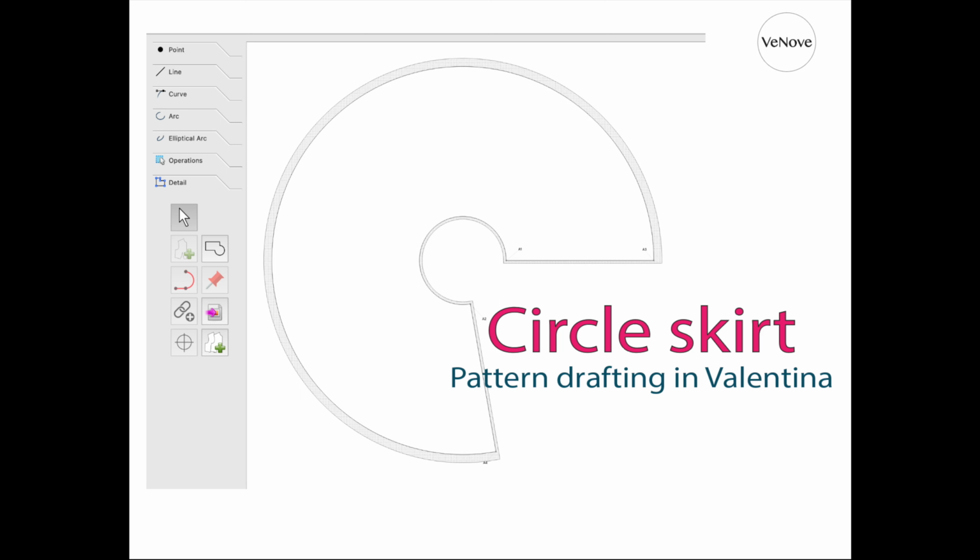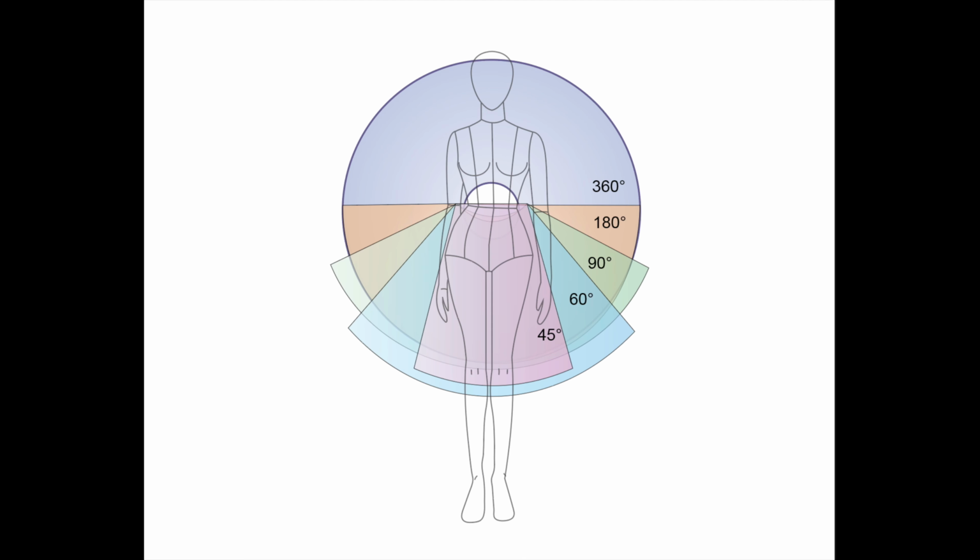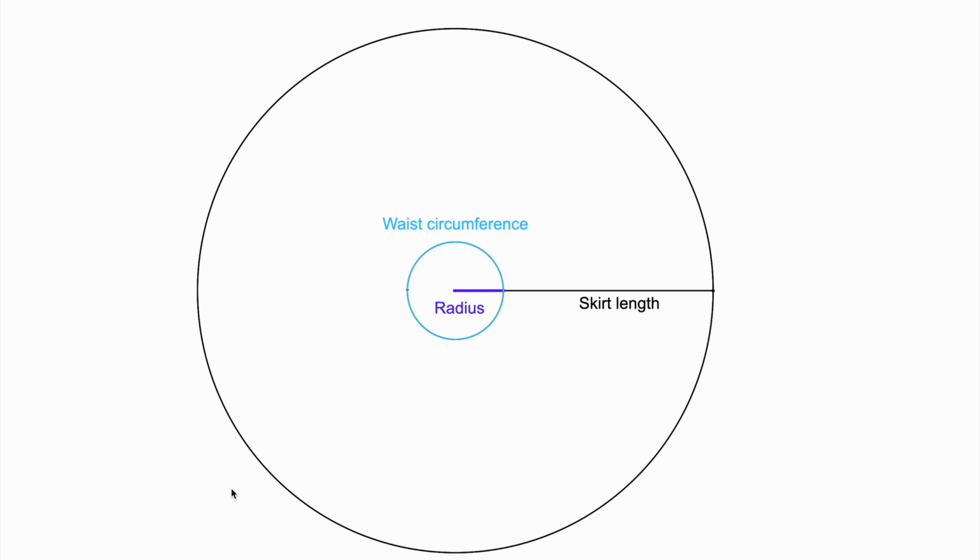In this video, I want to show you how to make a universal draft for creating a circle or flared skirt in the Valentina pattern making software. The same draft can also be used for any other circular elements like sleeves or capes. To find the radius of the inner circle, you need to divide the waist circumference by 2 and the value of pi number.